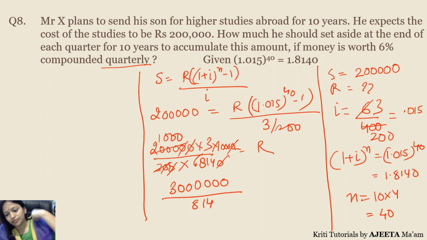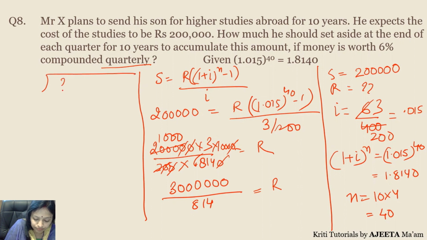So we have here 30 lakh divided by 814 to get the value of R. That's a simple calculation that we are supposed to do. So now let's do it with 3 first. 3 fours are 12, 1s are 3, and then we get 4, and then here we get 24. Right? So now 8, 5, here we get 5.